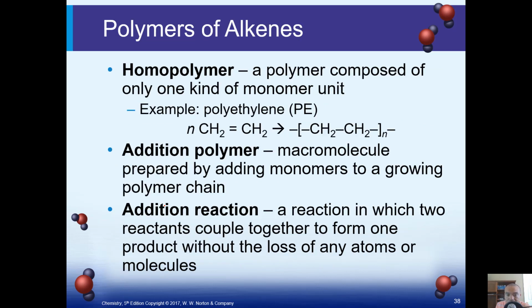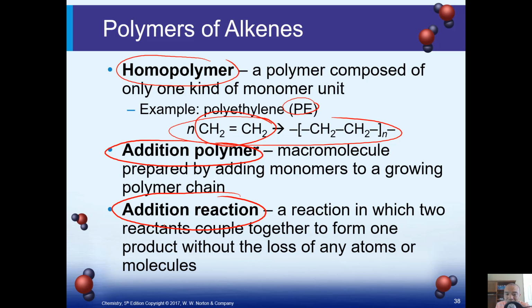Some widely used polymeric alkanes are produced by reaction of short alkenes. The simplest example is polyethylene, or PE. Polyethylene is known as a homopolymer because the macromolecule is prepared by adding the monomers together to grow a polymer chain. So it's ethylene molecules combined together. It's also called an addition polymer. The reaction in which two reactants are coupled together without the loss of any atoms is called an addition reaction. The key feature for addition reaction is there is no loss of any atoms in the polymerization process.